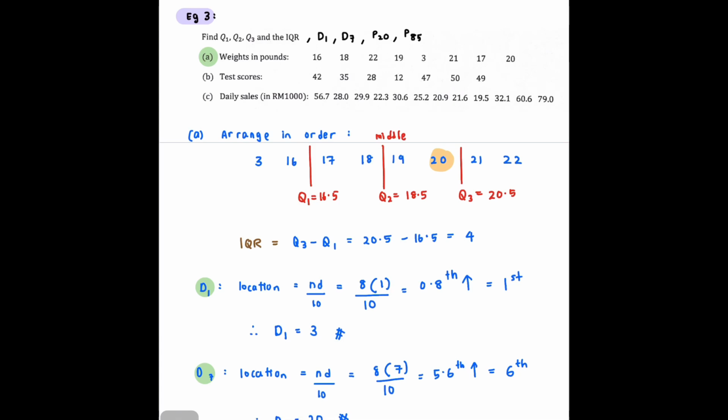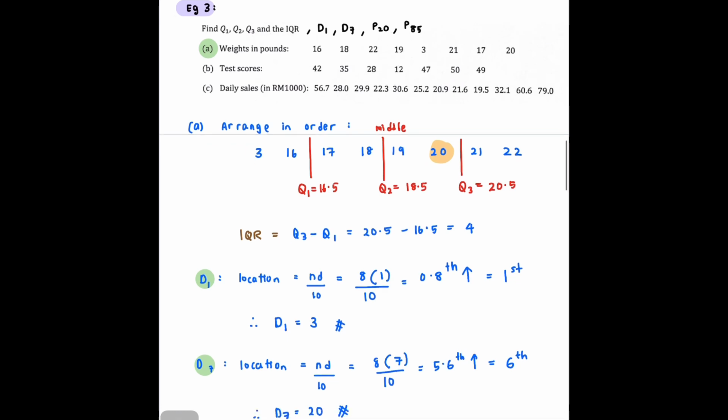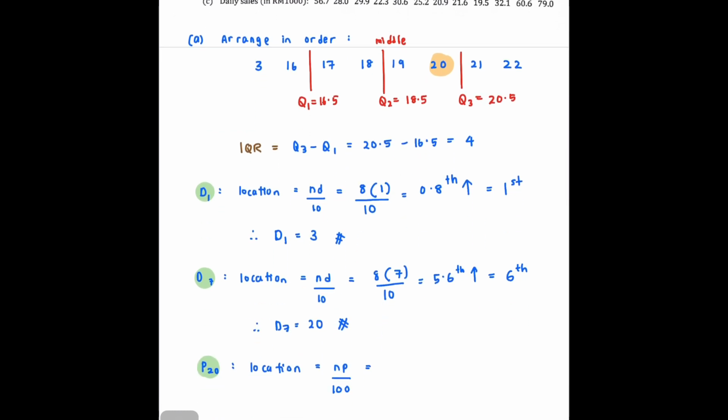Alright, we move to the percentile. P20. So P20, just plug into the location formula first. Your N just now is 8. Your P depends on the question. In this case, your P will be 20. So just plug in 20 over by 100. So 8 times 20 over by 100, you have 1.6. This is the location, remember?